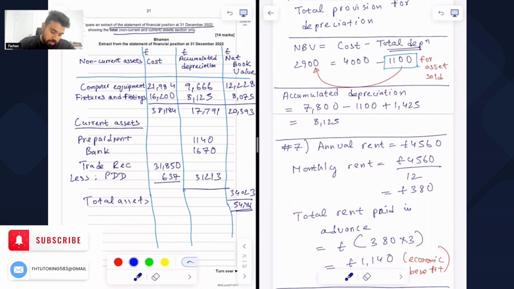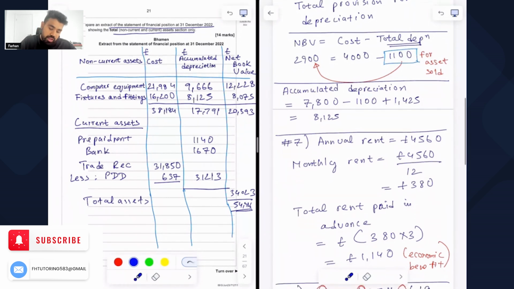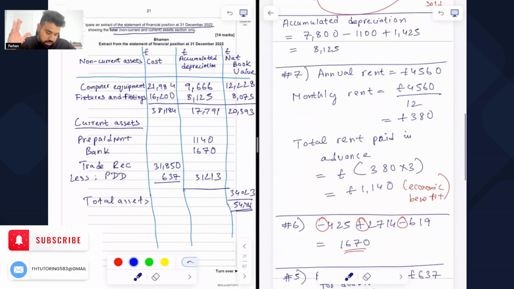Now, I want to close the non-current assets section. So you just find the total cost, the total accumulated depreciation, and when you subtract the total accumulated depreciation from the total cost, you arrive at the net book value, which is 20,393 pounds. In other words, the total value of non-current assets that we have in the books for the business is 20,393 pounds. All right. So I believe that was pretty clear and easy to understand.